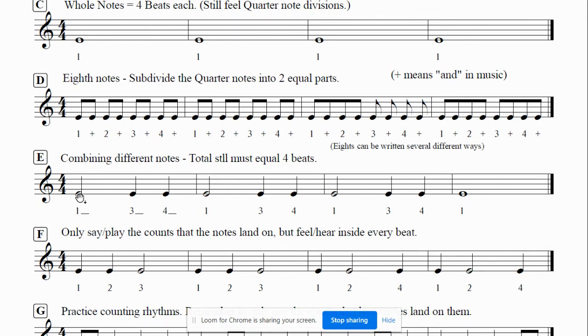Okay. Here we have a half note that goes through count 2. Our next note will attack or land on count 3. So we don't have to say count 2 because it gets played over by a half note on count 1.